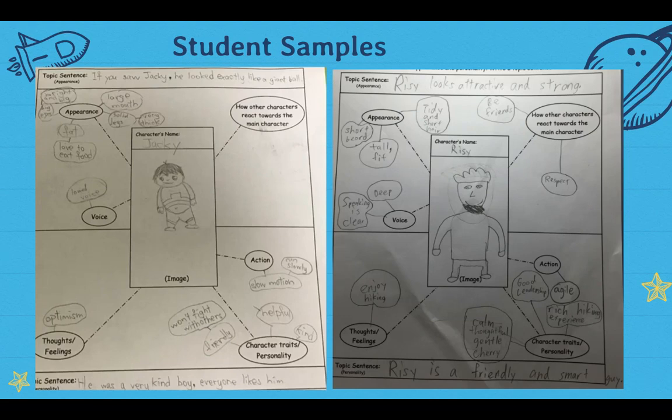However, the topic sentences don't match with the details if you pay attention to them. Rizzi looks attractive and strong. But I don't see the details of how strong he is or why being respected by other people relates to being attractive and strong.